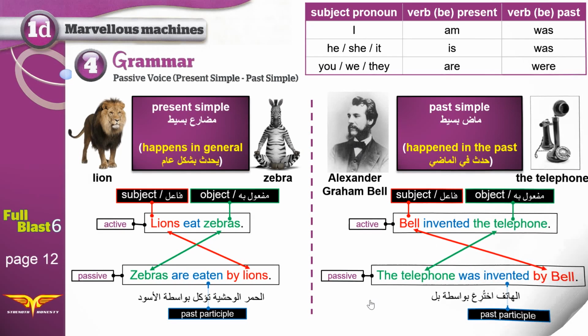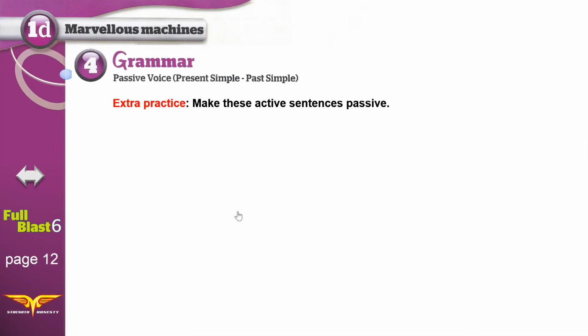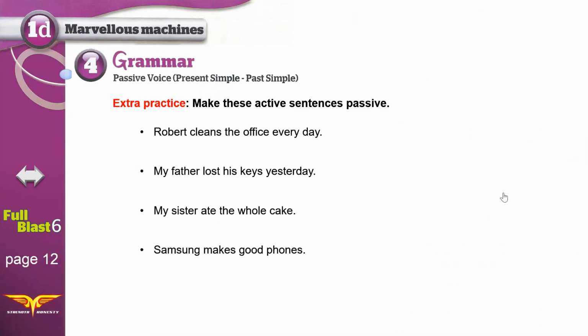Before we work on the exercises on page 12, I have prepared some extra practice for you. Here are 4 sentences. Some of them are in the present simple, some of them are in the past simple. Your job is to make these active sentences passive. All of them are active. You make them passive. Stop the video, try making them passive yourself, and then continue this video to check on your answers.